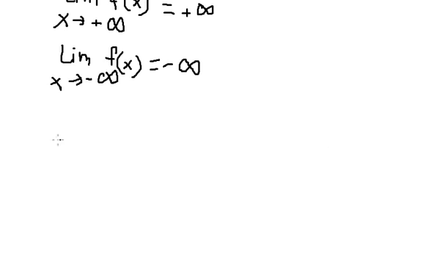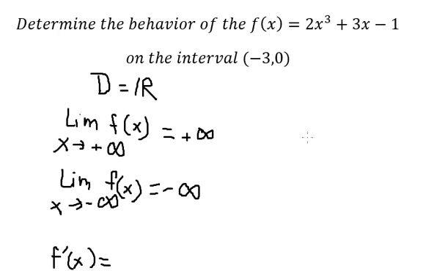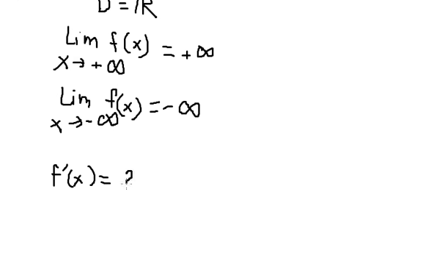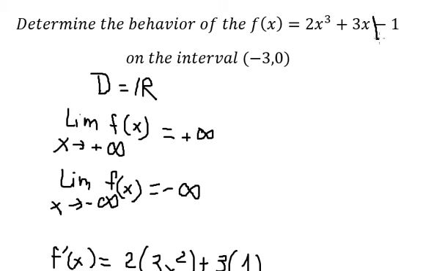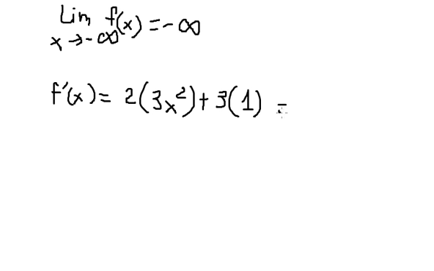Now we need to find first the derivative of the function. So s to the power of 3, we have 3s squared. This one we have number 1. This one is a constant, so you get 0. So we have 6s squared plus 3.